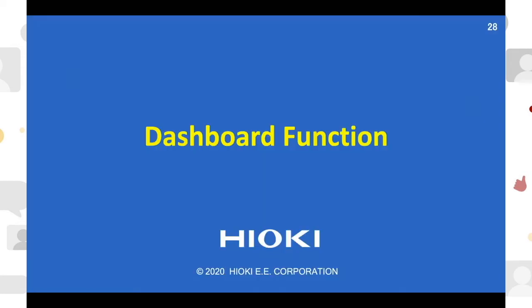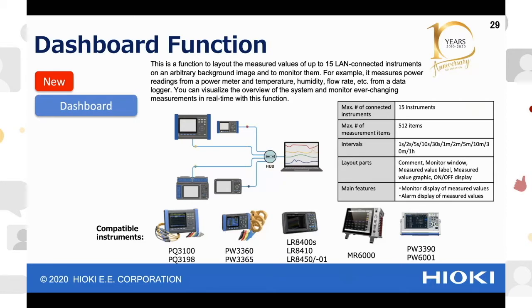So I shall now explain about the new dashboard function in more detail. This is the latest version upgrade using the GENNECT One version 3.10. The dashboard connectivity is similar to the logging function. You can connect up to 15 instruments, record up to 512 parameters, and this new function will also allow you to create a standalone building monitoring system, a standalone BMS.